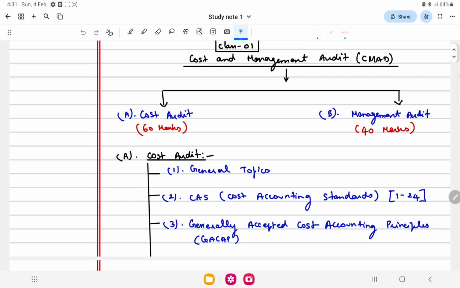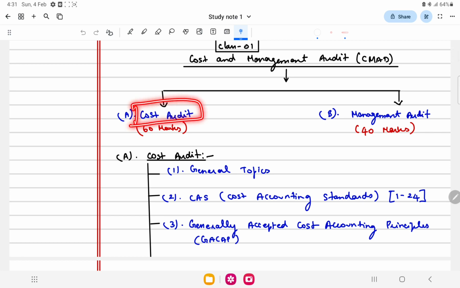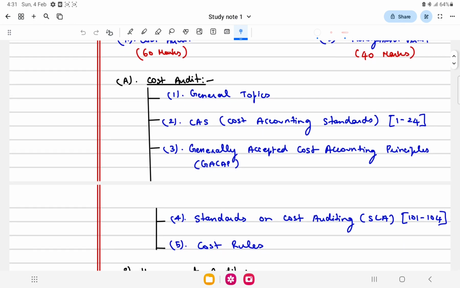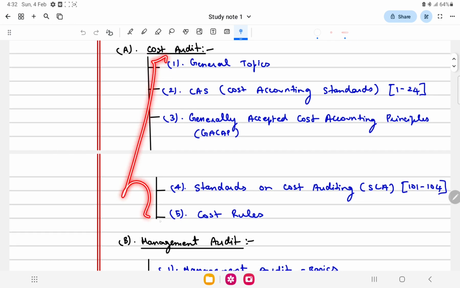The CMAD paper is divided into two sections. One is Section A, cost audit, and Section B, management audit. Section A is for 60 marks, which is cost audit, and Section B contains 40 marks. In Section A, cost audit, you are going to see these 5 topics majorly. These 5 topics will cover most of your 60 marks.